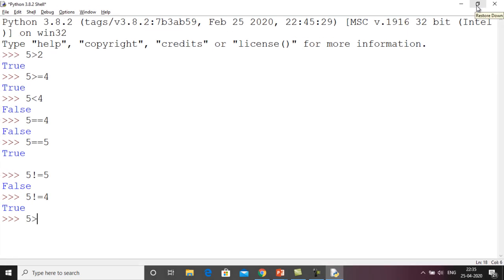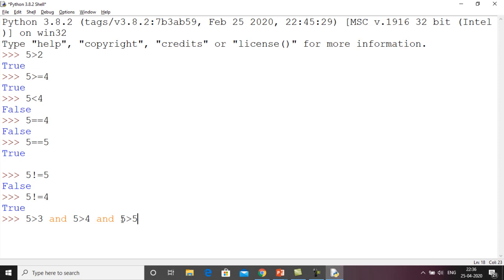Suppose I write 5 is greater than 3, and then I write AND 5 is greater than 4 and 5 is greater than 5. Okay, over here I have written three conditions, and in between these three conditions I put the AND operator. Then what will be the result? Now you can see that the first condition, 5 is greater than 3, is true. The second condition, 5 is greater than 4, is also true. But the third condition, 5 is greater than 5, is not true, it is false. Because 5 is equal to 5, 5 is not greater than 5.